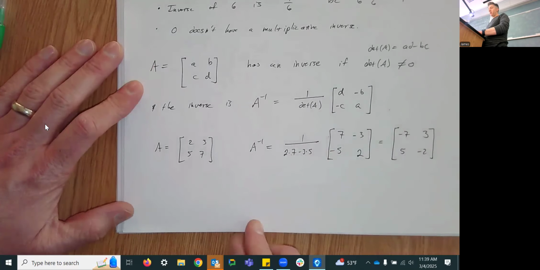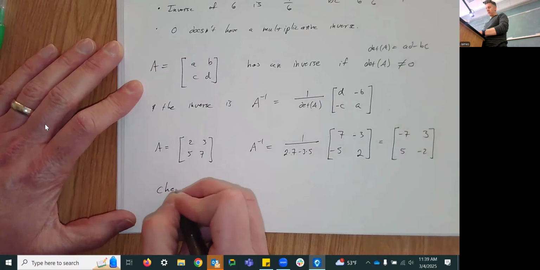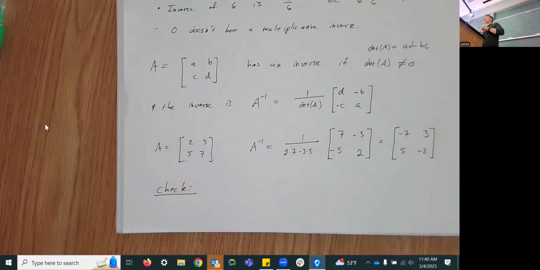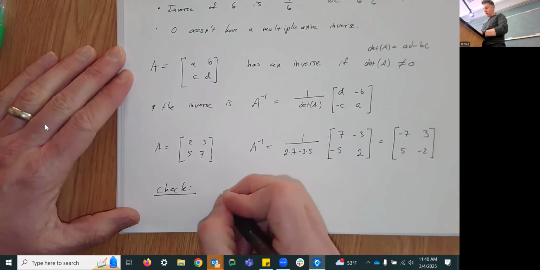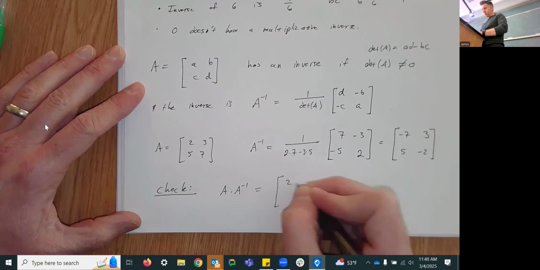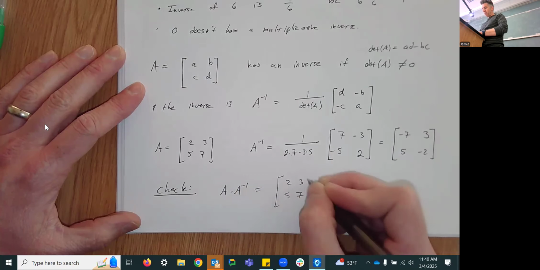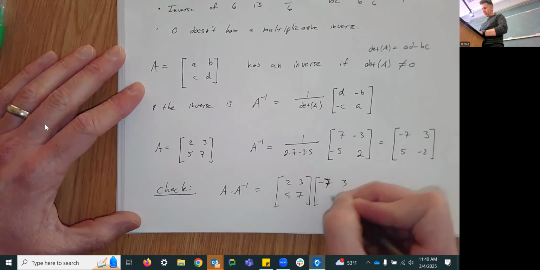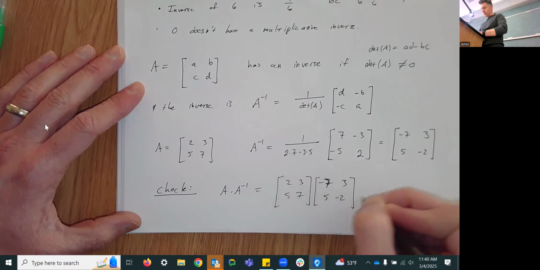Let's check. In fact, when I say let's check, what do I even mean? Well, inverse matrices should multiply to the multiplicative identity, aka the identity matrix. So it should be true that A multiplied by A inverse, which is 2, 3, 5, 7, multiplied by -7, 3, 5, -2. Let's see, what do we get?